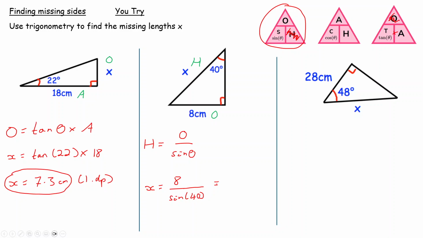So we've got 8 over sine 40, which is 12.4 centimeters to 1 decimal place. Okay, and that's my answer. And again, let's do a bit of a check here. Does that seem reasonable? Well, yes, it does. Hypotenuse is my longest side, and 12.4 is bigger than 8. It seems okay. Yeah, good. So we can always make a logical check at the end.